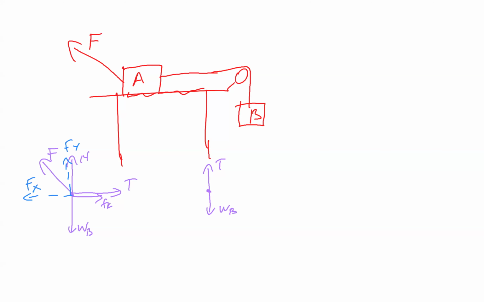So Fnet is equals to MA. We're going to have Fx minus T minus Fk is equals to MA. So on B, Fnet is equals to MA is T minus what?